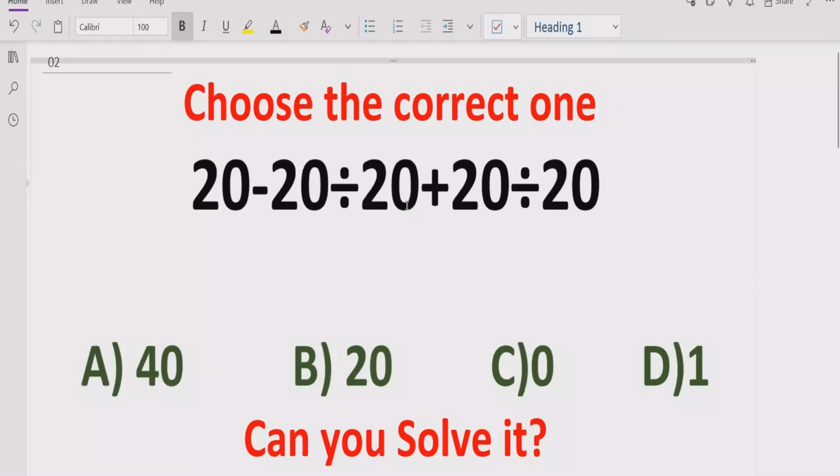Today we will solve another quiz which is related to arithmetic expression. And this quiz is very different from other quizzes because we have some repetition of the number 20. So here we have basic operations: minus, plus and division. We have to solve this quiz using PEMDAS and BODMAS method and find out which answer is correct. In the answer list, we have four answers: A is 40, B is 20, C is 0, and D is 1. So let's see after solving it which answer is correct.